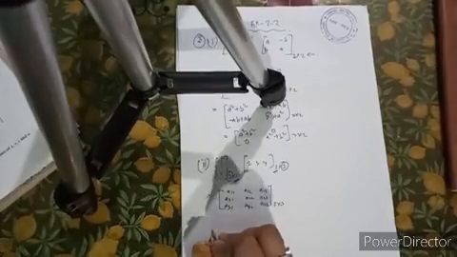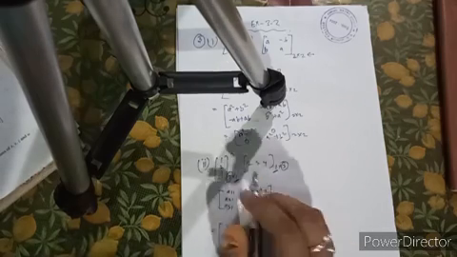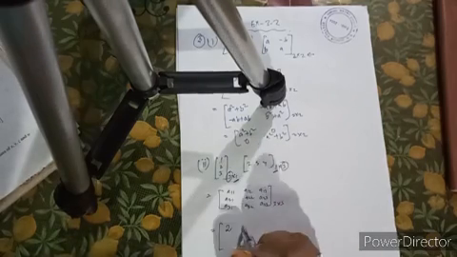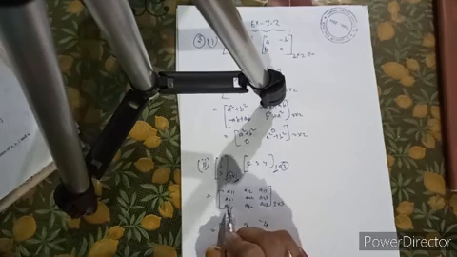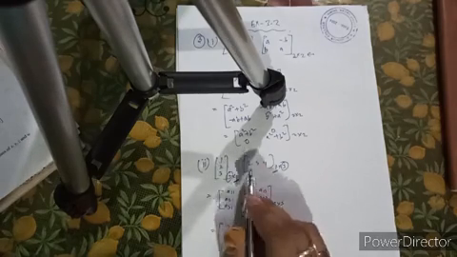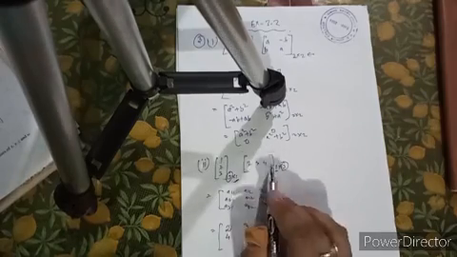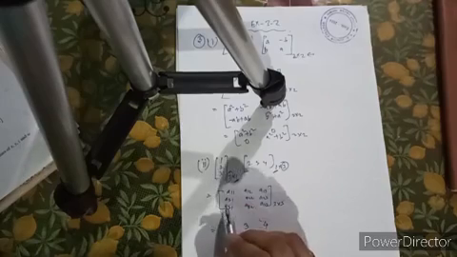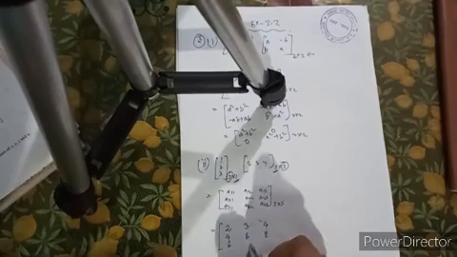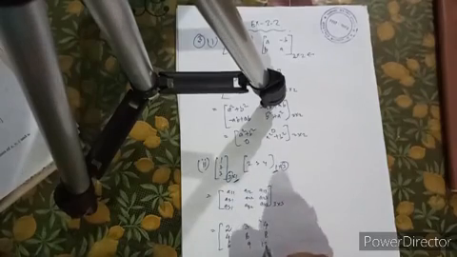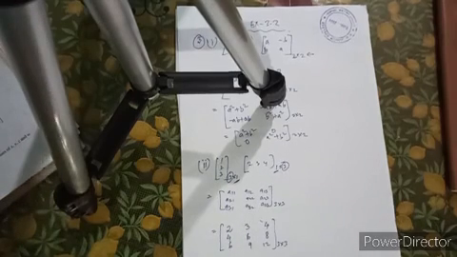So total there will be 9. First row multiplied with first column will be 2. Then first row, second column will be 3. 1 into 4 will be 4. Now second row first column, 2 into 2 will be 4. 2 into 3 will be 6. 2 into 4 will be 8. Third row first column will be 6. 3 into 3 will be 9. 3 into 4 will be 12. So this is the output of our question number 2.